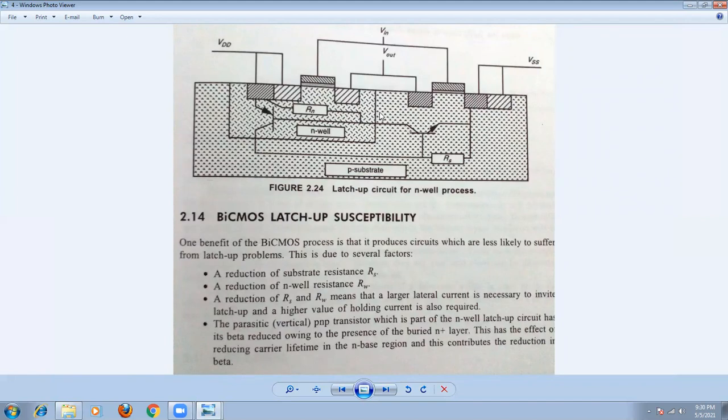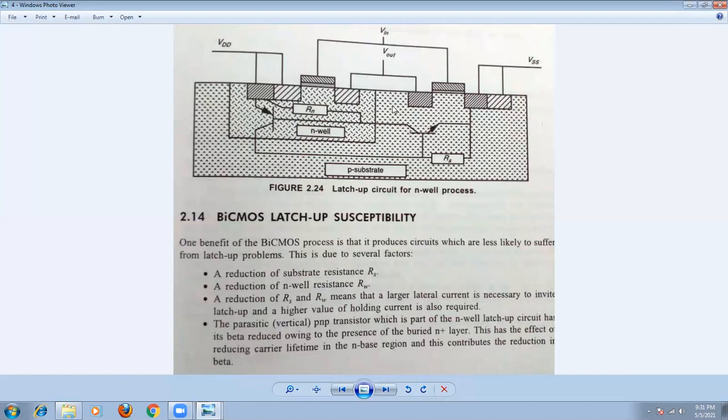You can reduce it by the same method we discussed previously: increase the doping concentration of the well, or increase the doping concentration of the substrate. But you cannot increase the doping concentration of the substrate material, because the threshold level of the transistor will be affected. Similarly, we are not going to increase the doping concentration here also, because that will change the threshold level of the transistor. Instead of that, we are going to use guard rings in CMOS technology. That is about the latch up mechanism.